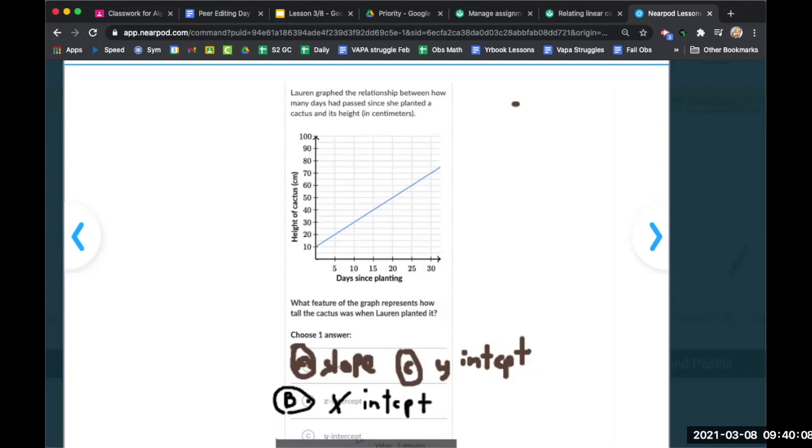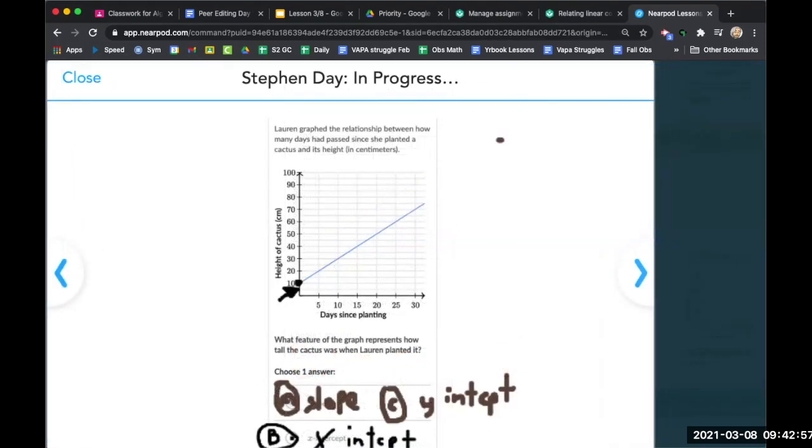But how do we tell what feature of the graph represents how tall the cactus was when she planted it? Well, where is that point? What is that point? Is it slope? Is it y-intercept or x-intercept? What does that point tell us right here? Make sure you take notes on this one. I've already put the arrow to that point, and that indicates the place where we look at the feature of the graph that represents how tall the cactus was when it was planted.